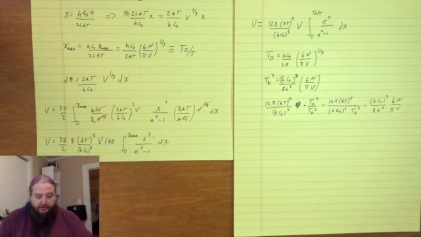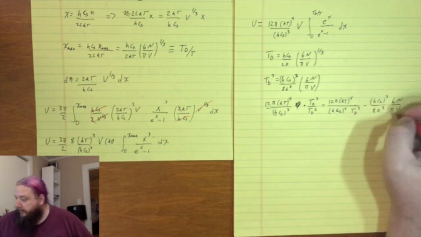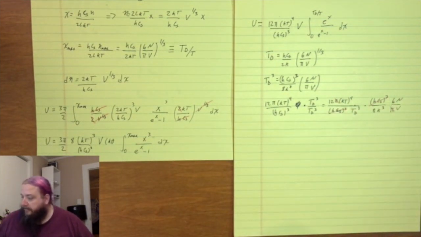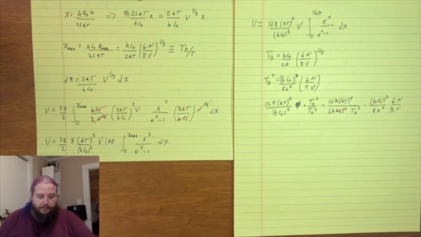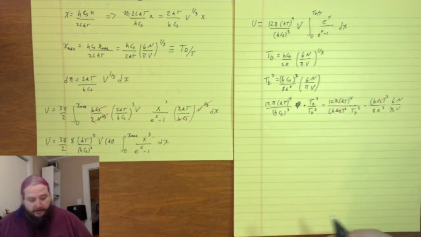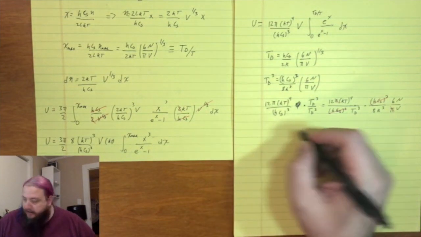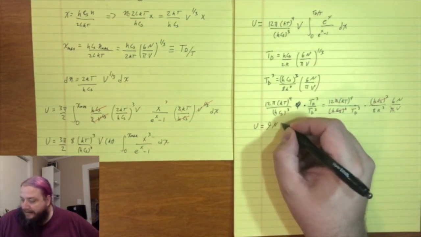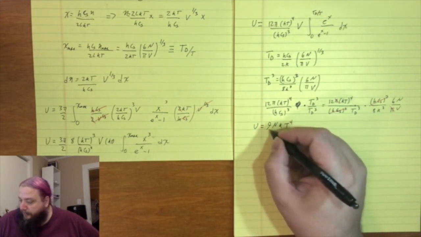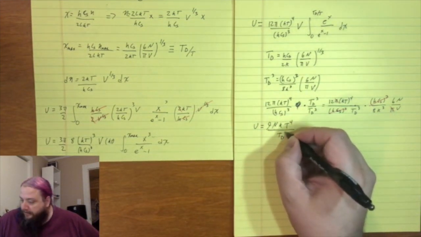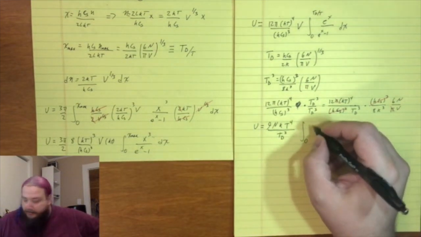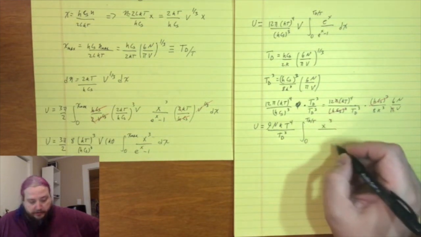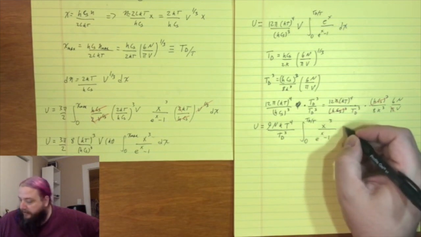And a bunch of things are going to cancel here. The pi's cancel, the Planck's constant terms cancel, and a bunch of these constant terms cancel, and what we get out of this is rewriting our integral: 9n kT to the 4th over the Debye temperature cubed times the integral from 0 to Debye temperature over T of x cubed over e to the x minus 1 dx.